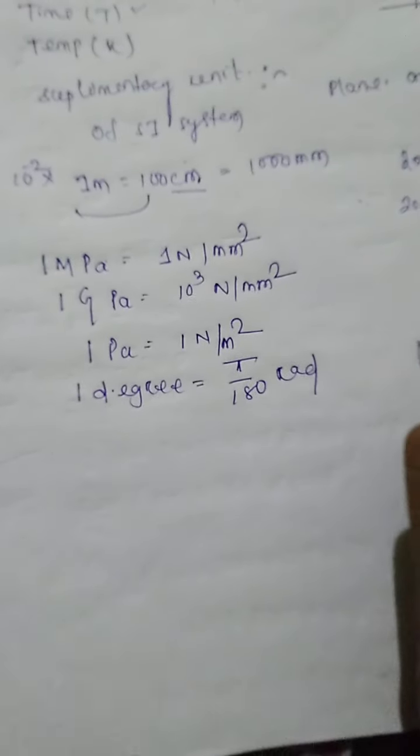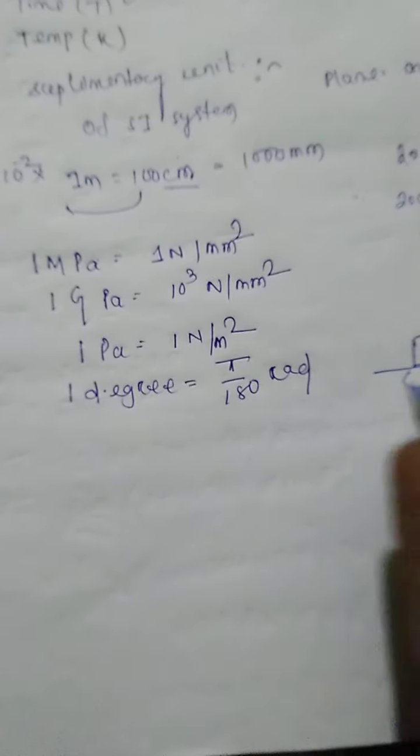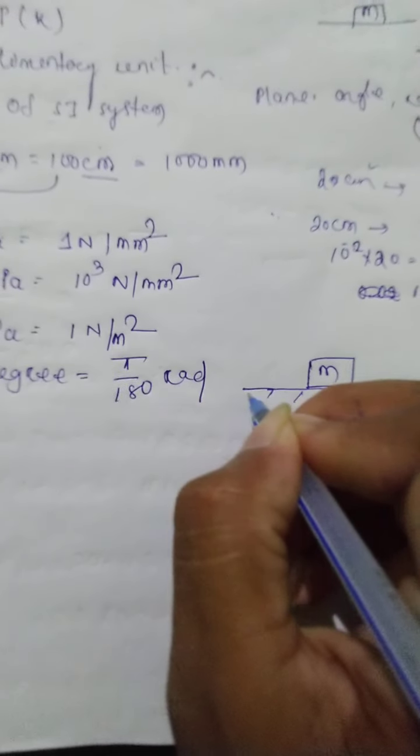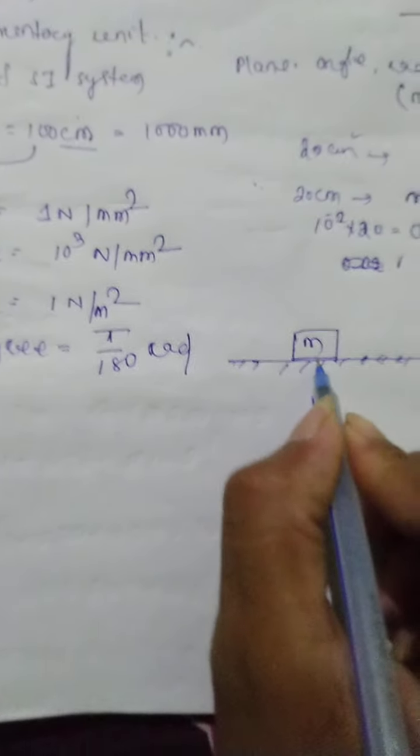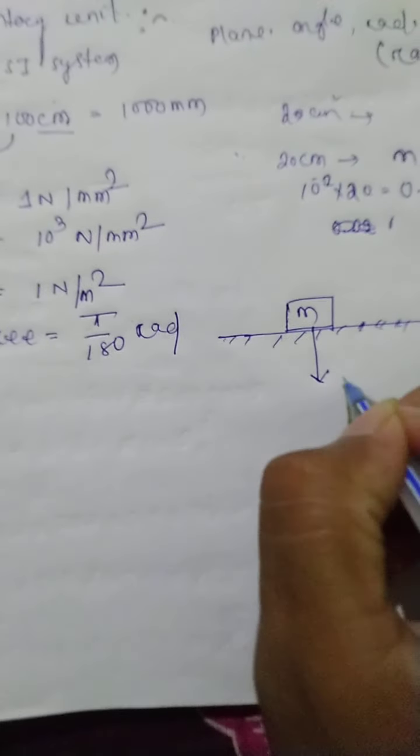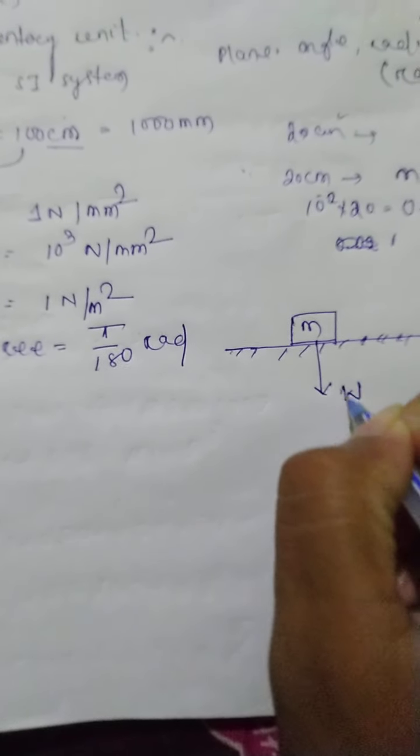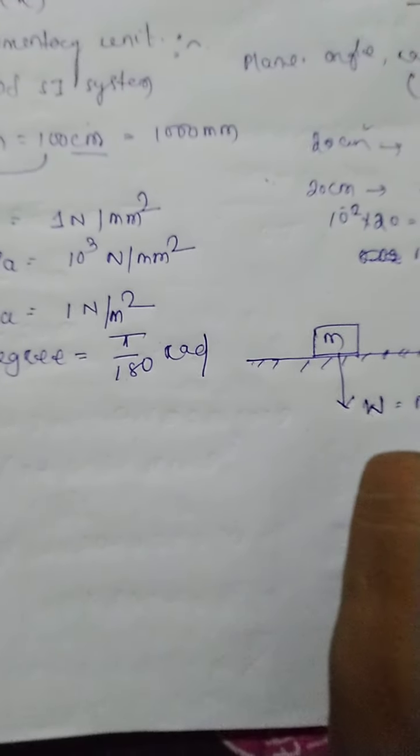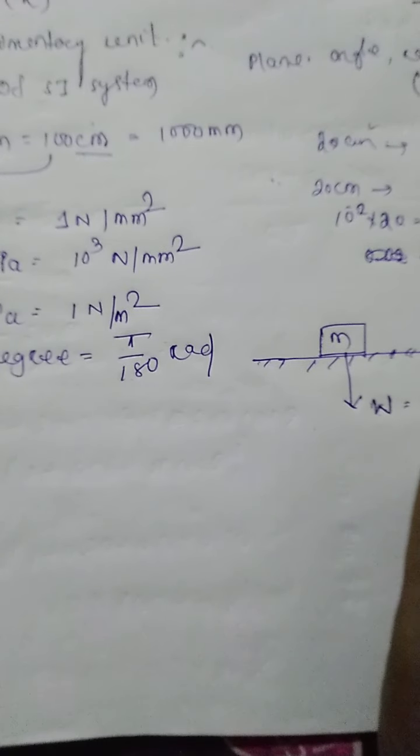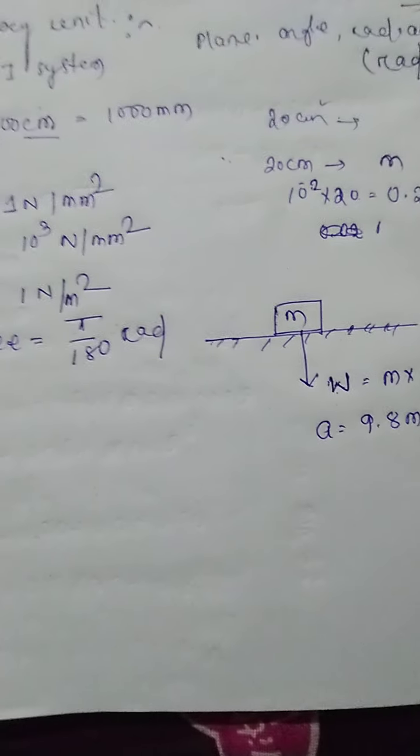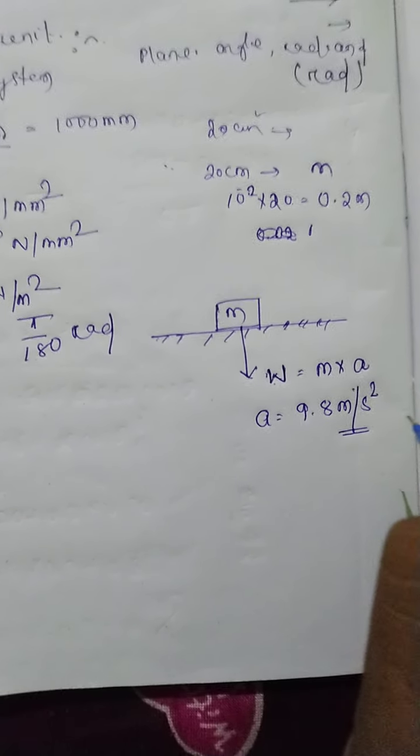And if we place a body of mass m on the surface of the earth, then it produces a force in the downward direction, which is weight. Weight is a force due to mass m, and its value is mass into acceleration due to gravity, and acceleration due to gravity is 9.8 meter per second square. Meter per second square is the unit of acceleration.